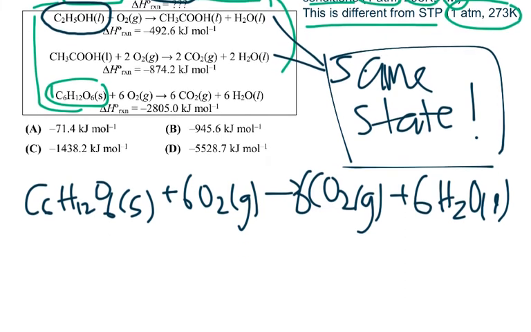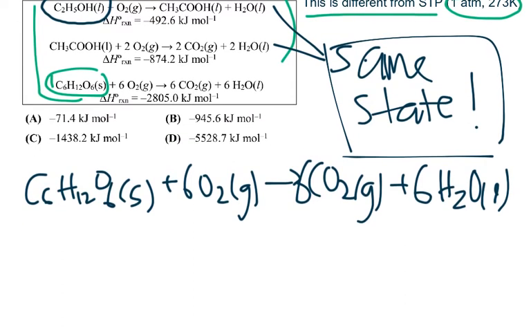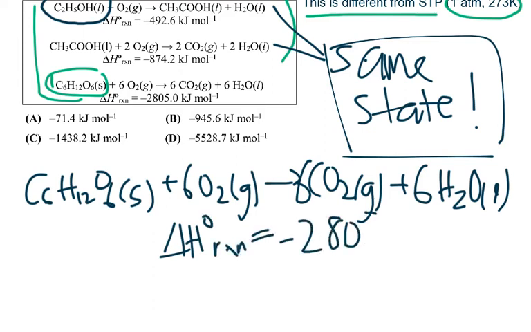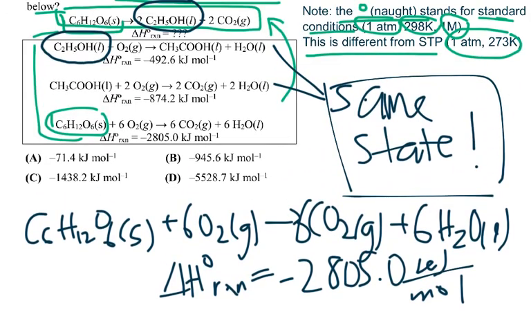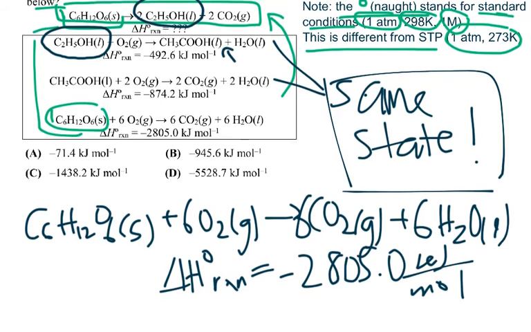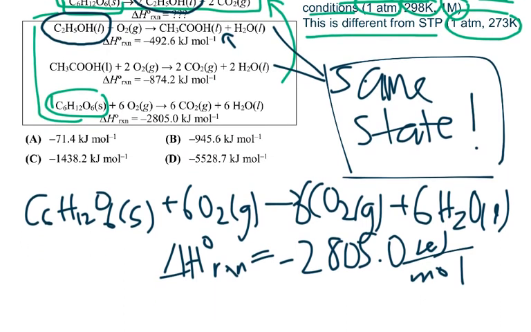Now, I forgot to write the delta H for this reaction, but since we didn't do anything to this, the delta H naught of this reaction is going to stay the same, negative 2805.0 kilojoules per mole, and you can write the reaction if you want. Now for the second reaction, remember I said we want to flip this and double it so that the 2 C2H5OHs are on the right-hand side. So let's do that.